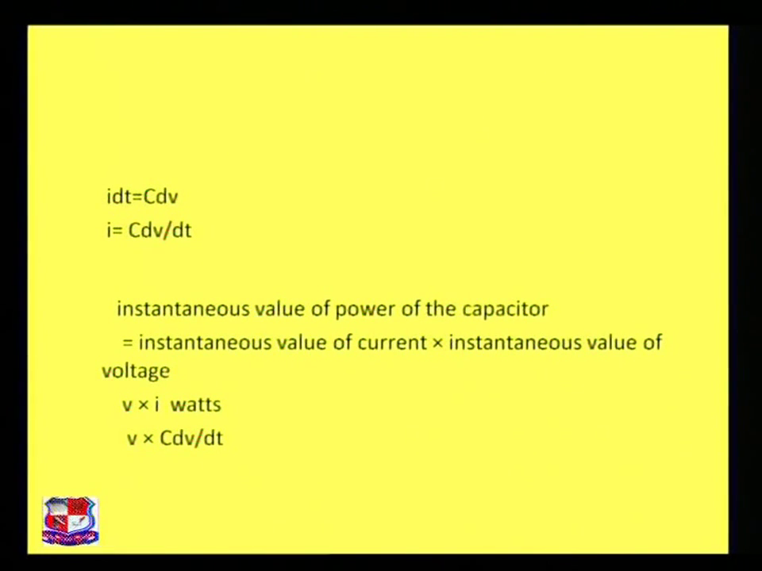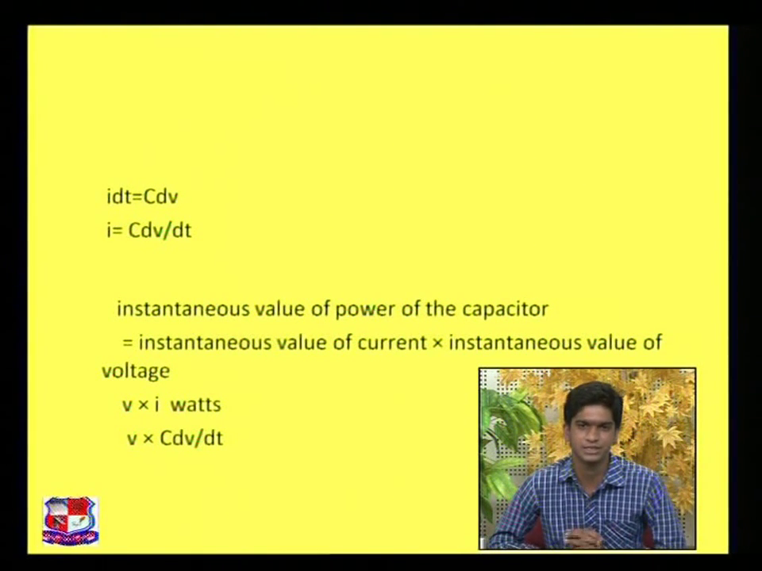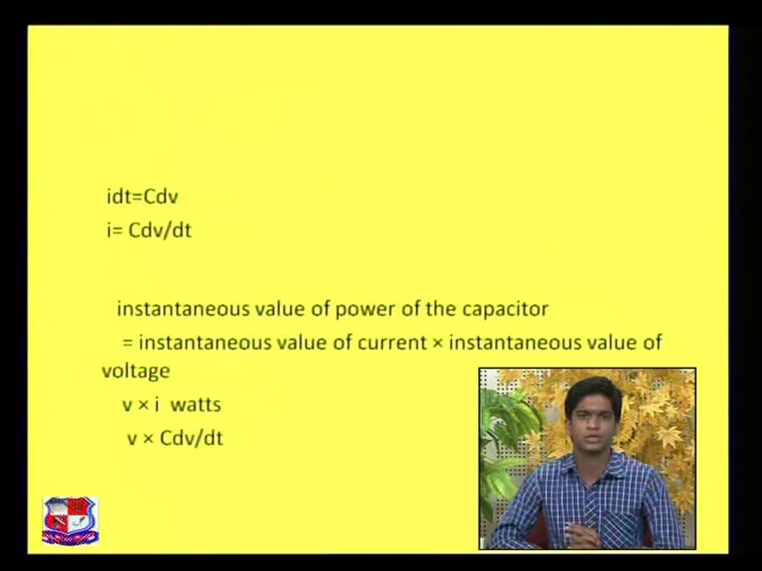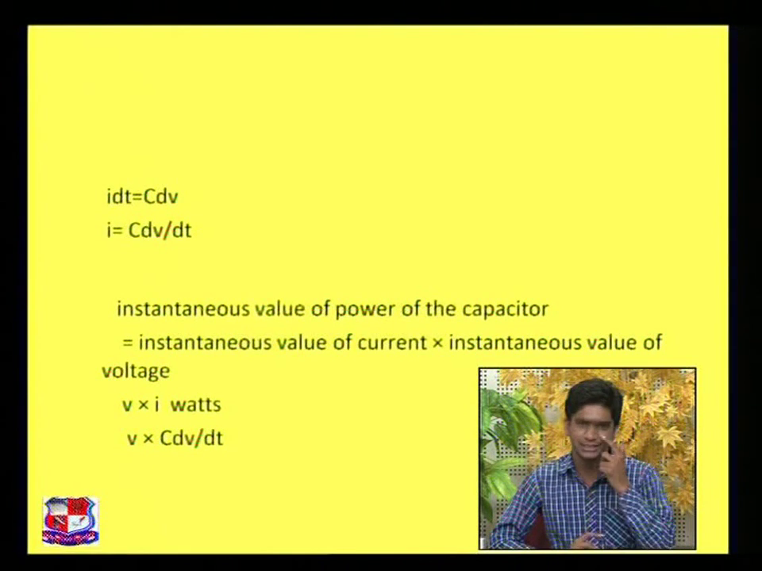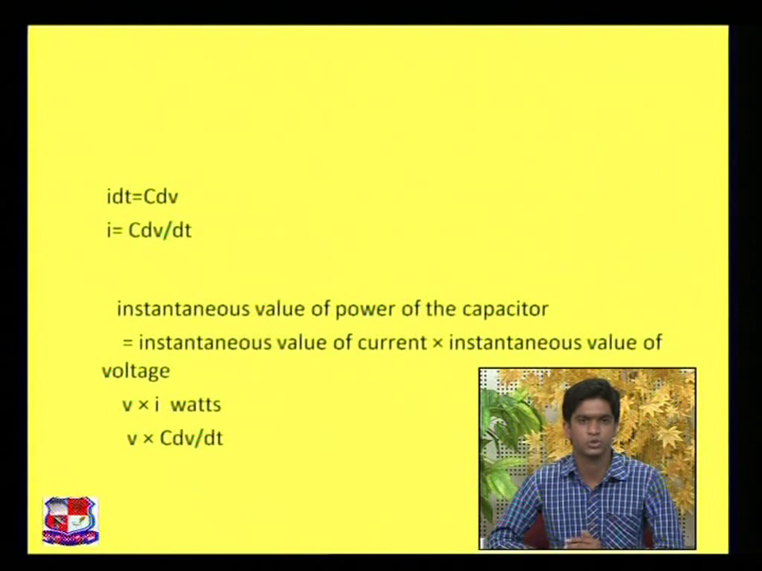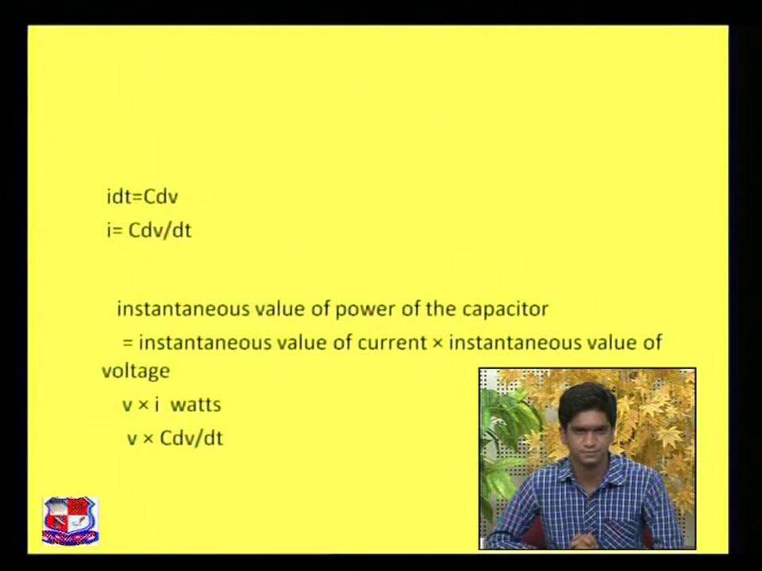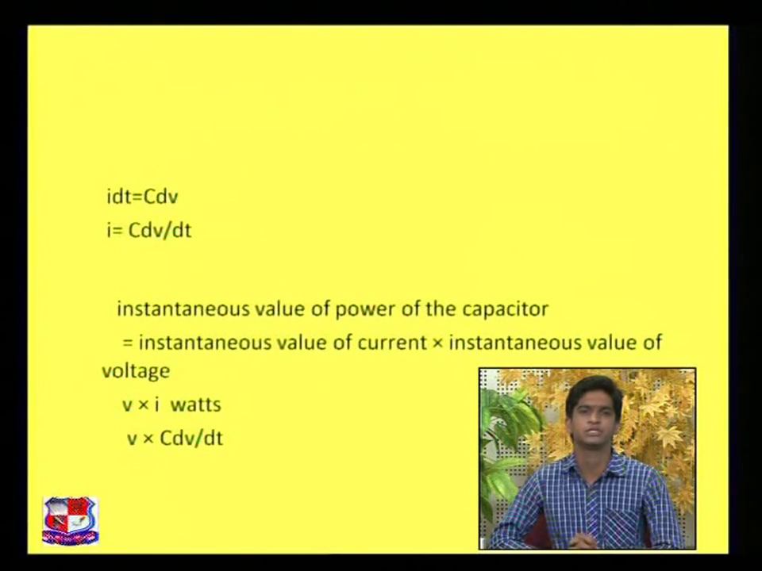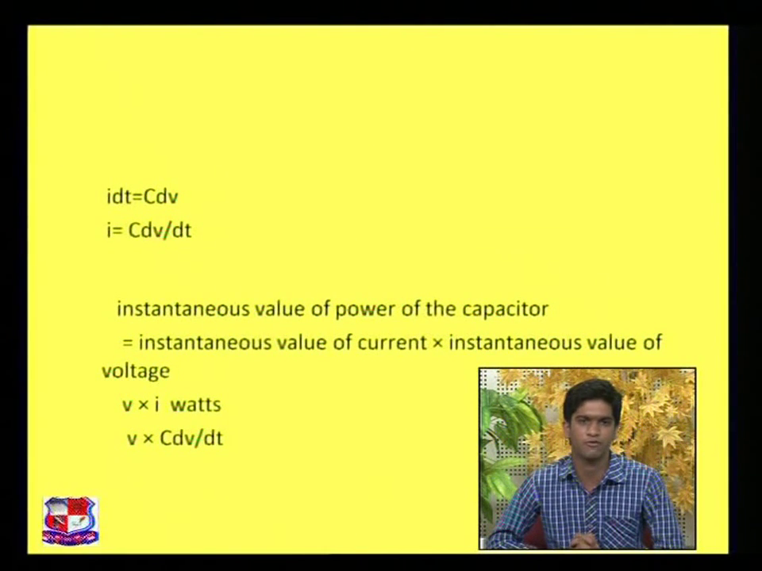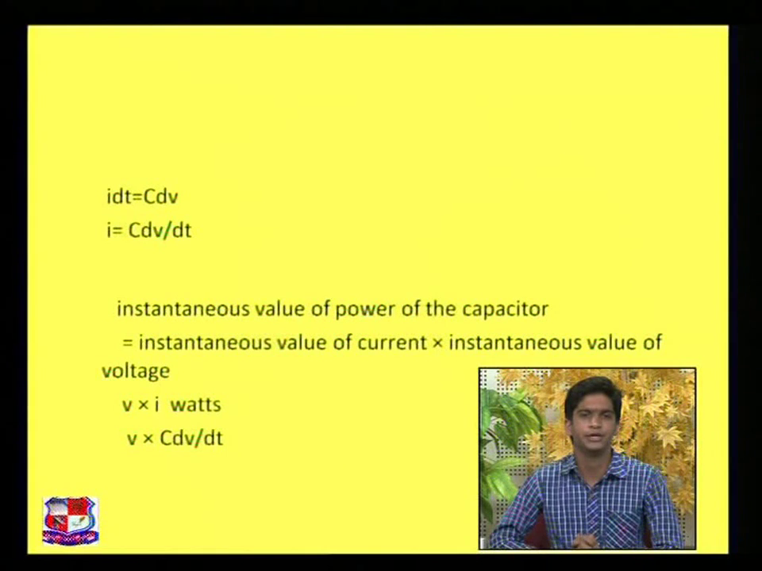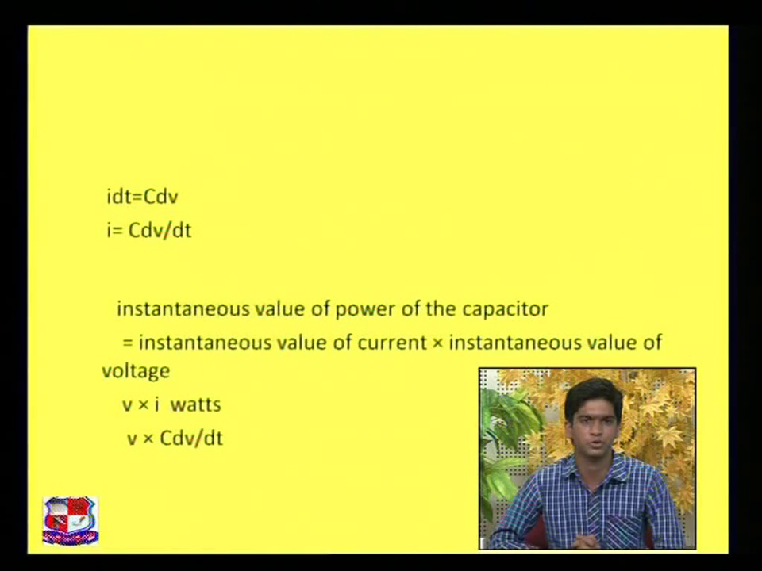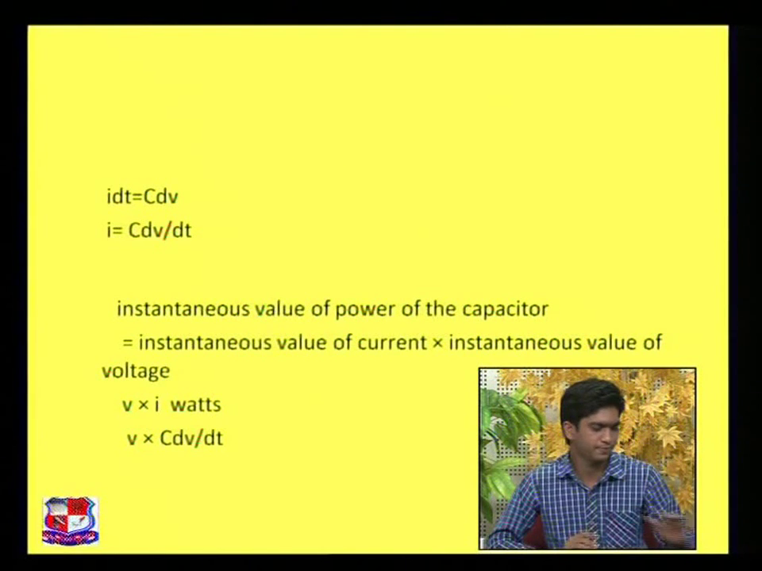Now we have to find the instantaneous value of power of the capacitor. The equation of power is simply current into voltage, that is P is equal to VI. So the instantaneous value of power is equal to the instantaneous value of current into the instantaneous value of voltage, so it will be VI in watts. The unit of power is watts. Now putting C dV by dt in place of I, the power is equal to V into C dV by dt.